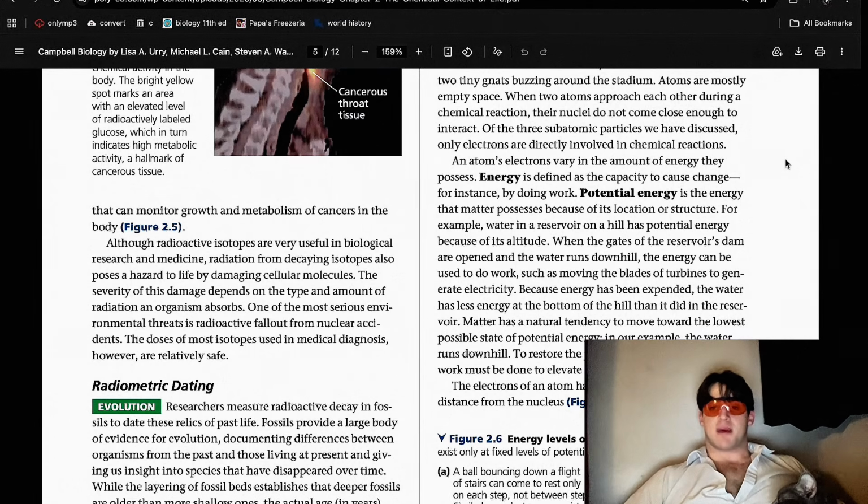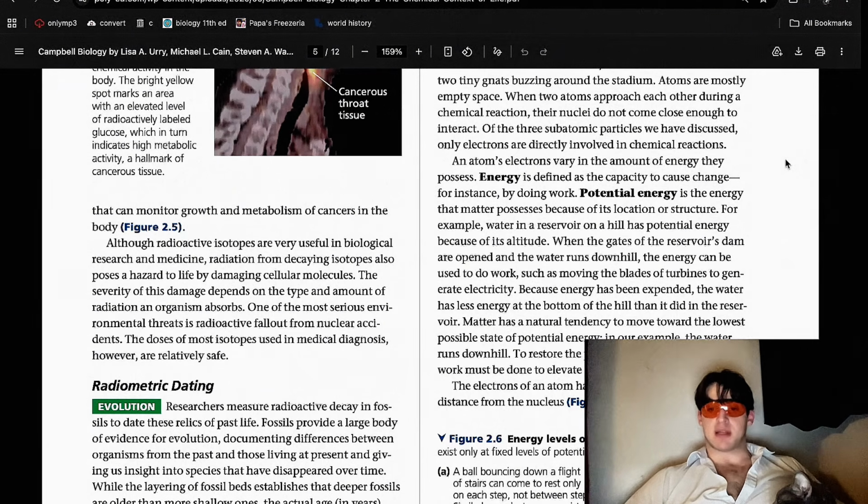Energy is defined as the capacity to cause change, for instance, by doing work. Potential energy is the energy that matter possesses because of its location or structure. For example, water in a reservoir on a hill has potential energy because of its altitude. When the gates of the reservoir's dam are opened and the water runs downhill, the energy can be used to do work, such as moving the blades of turbines to generate electricity, or maybe eroding rock. It can change the temperature of your hands when you dunk them in there. Stuff like that.